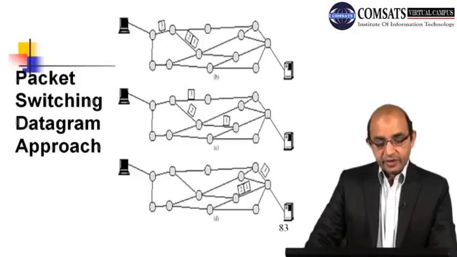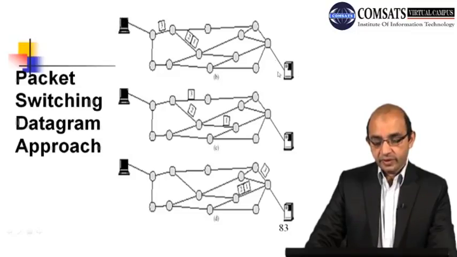So here we have the packet switching datagram approach, right? You can see that the packets are being treated independently, and they are following different routes. The transmission has to be initiated here, and then here we have the source and destination.